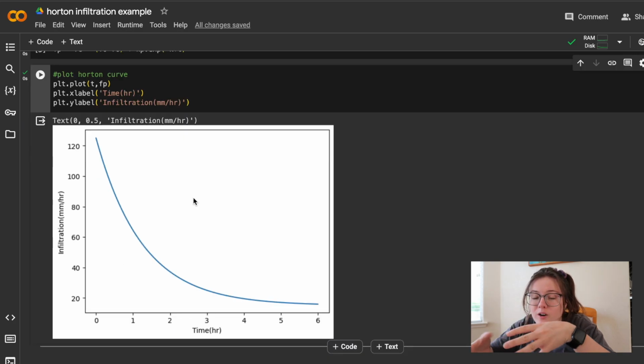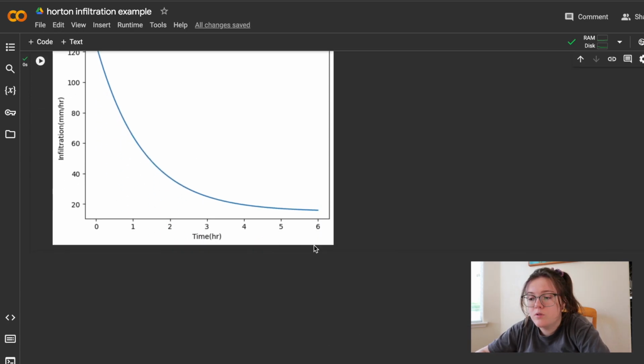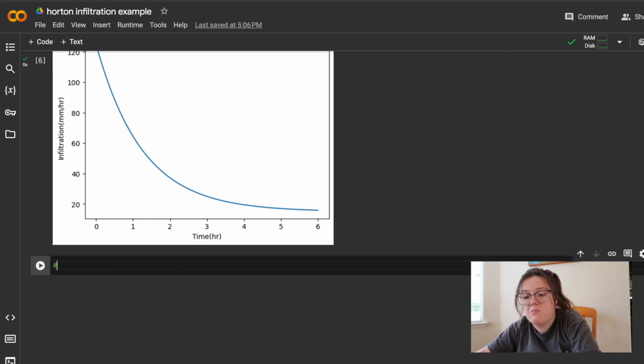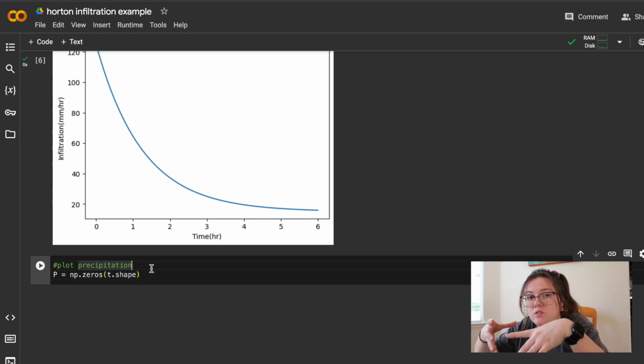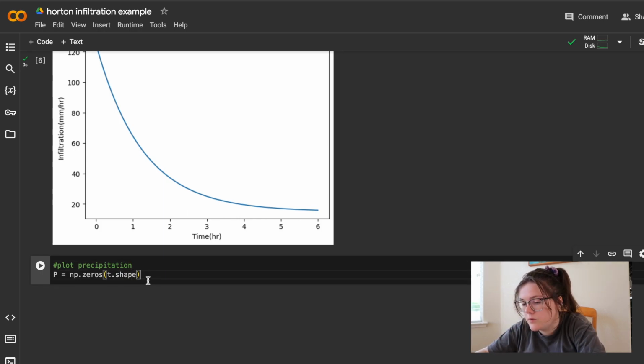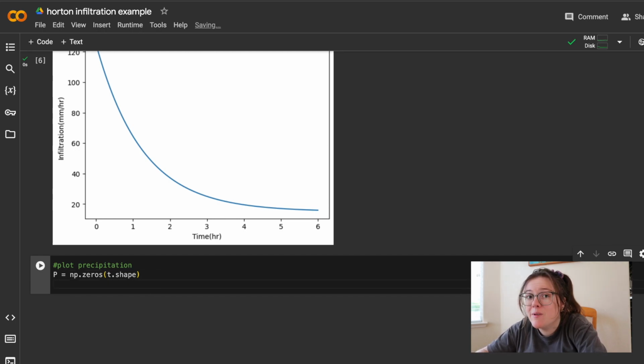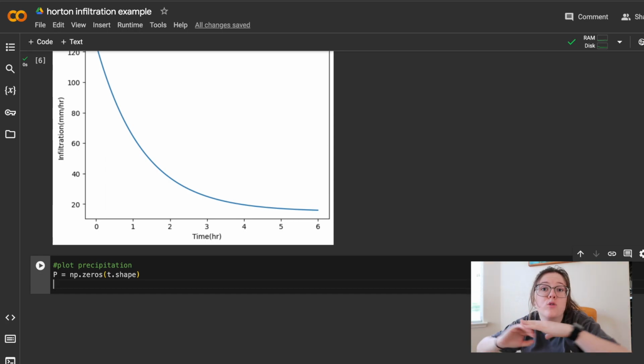Anyways, so that is what our curve looks like for this specific case with our initial capacity and our equilibrium capacity. So the next thing that we need to do is plot the precipitation on that same graph. So we're gonna create another array of zeros. We didn't do that last time, but we're gonna do that this time. An array that will have the same shape as our t, so the same number of elements as t we have for p. And now we want to fill in that array with the value 20, because in this case, that is the only thing we're working with.